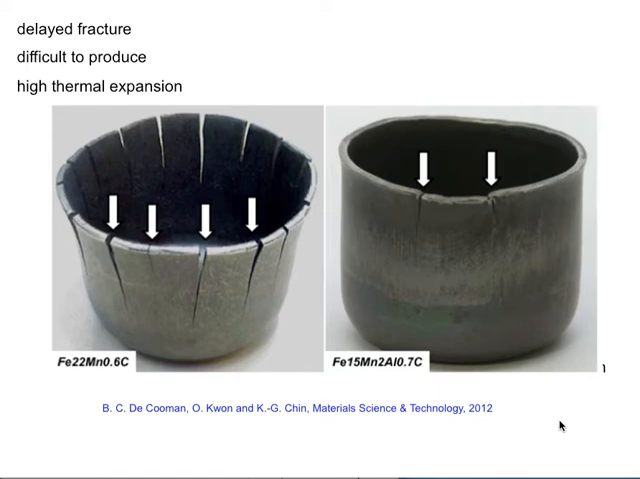So how was this solved? Well, basically, empirically, it's found that when you add aluminium, it solves the problem. So we have about 3 weight percent of aluminium. And then you do some work to understand why the aluminium does this.